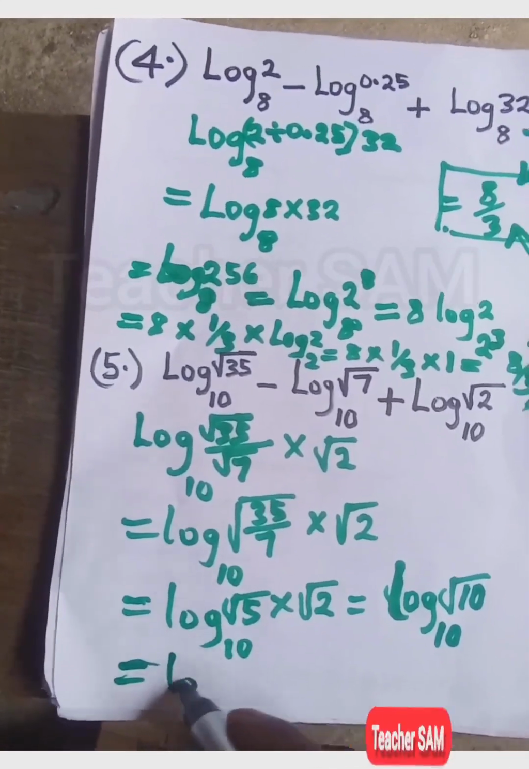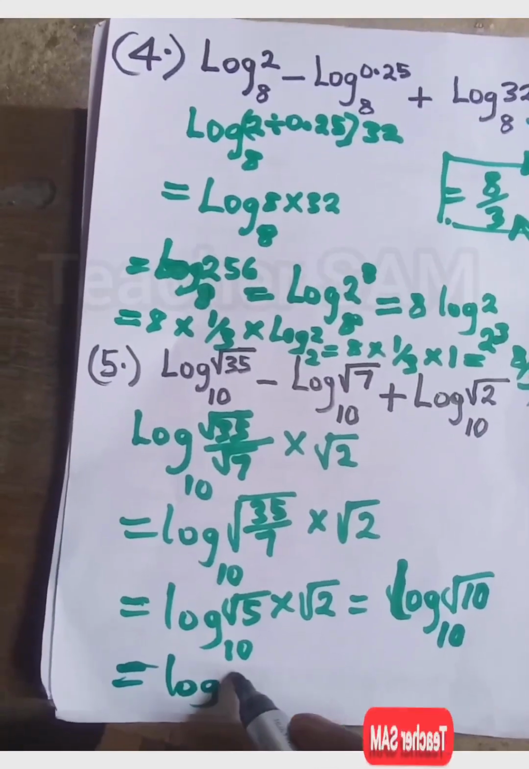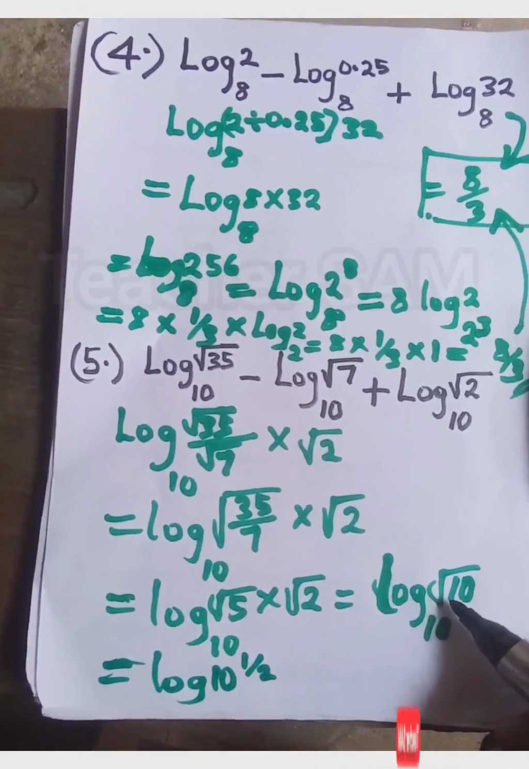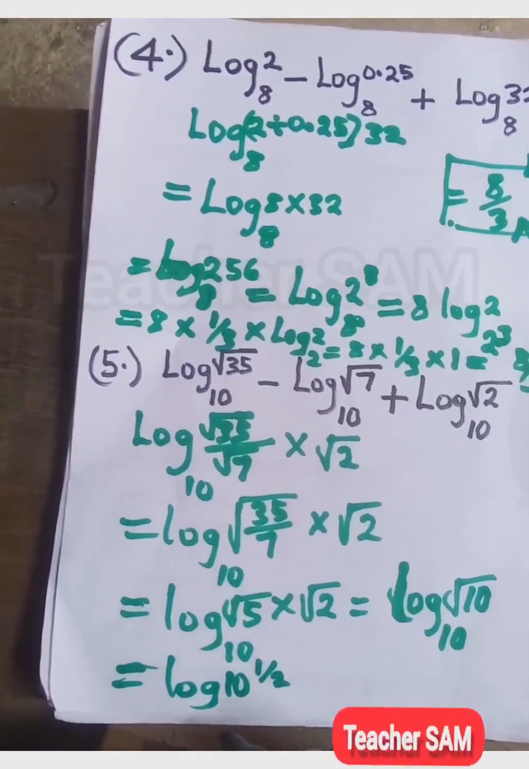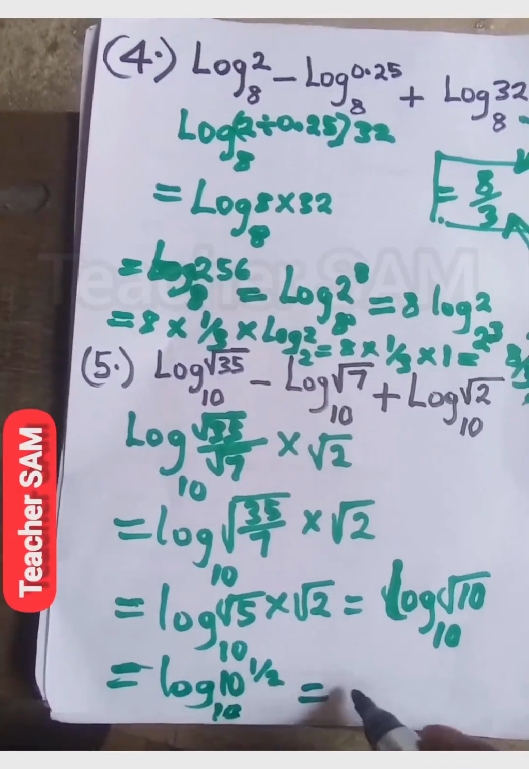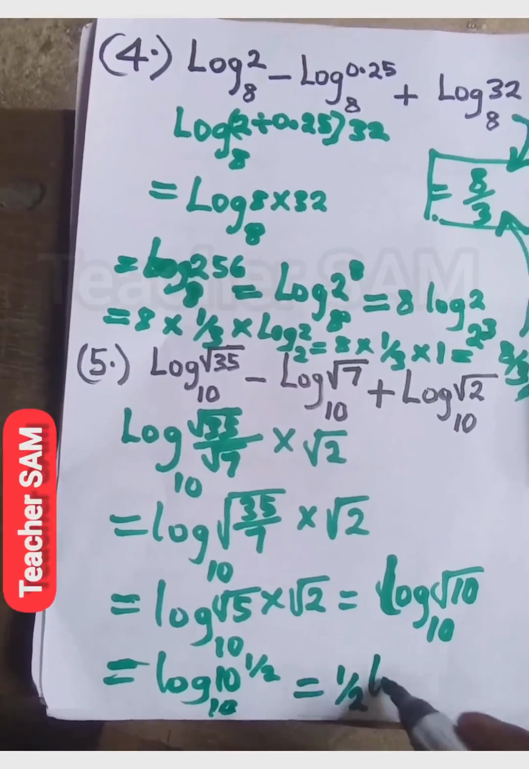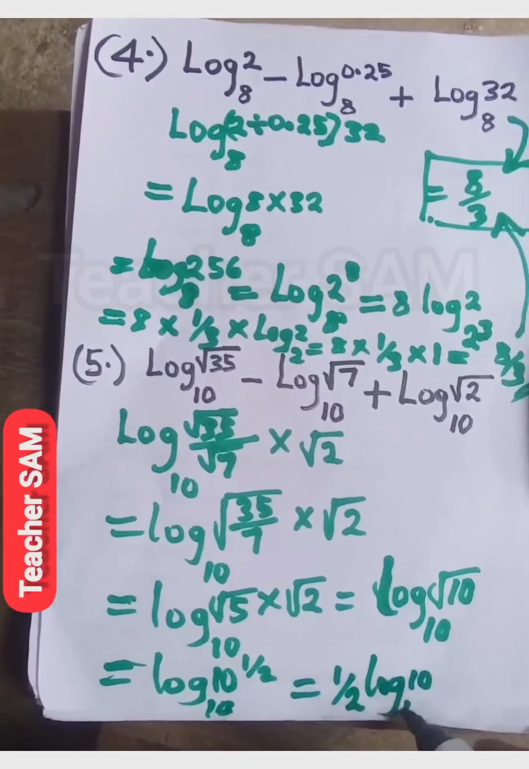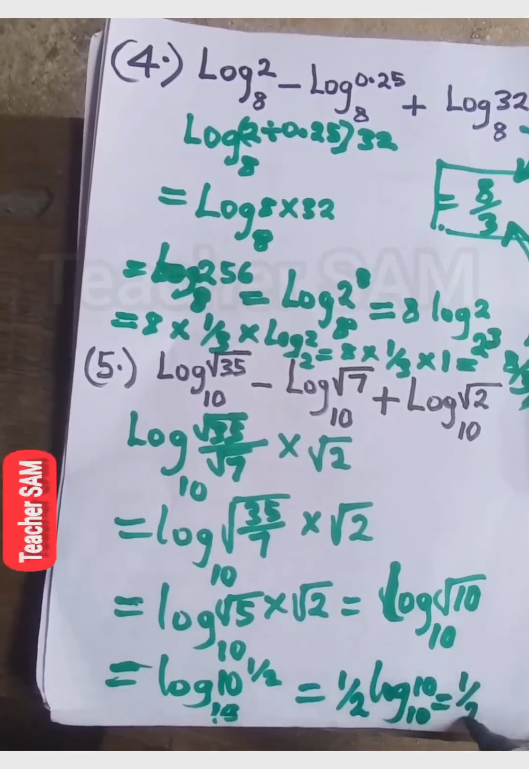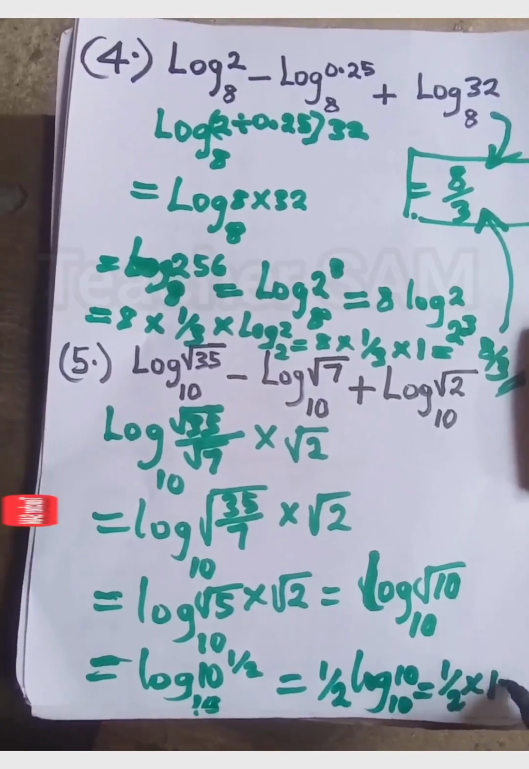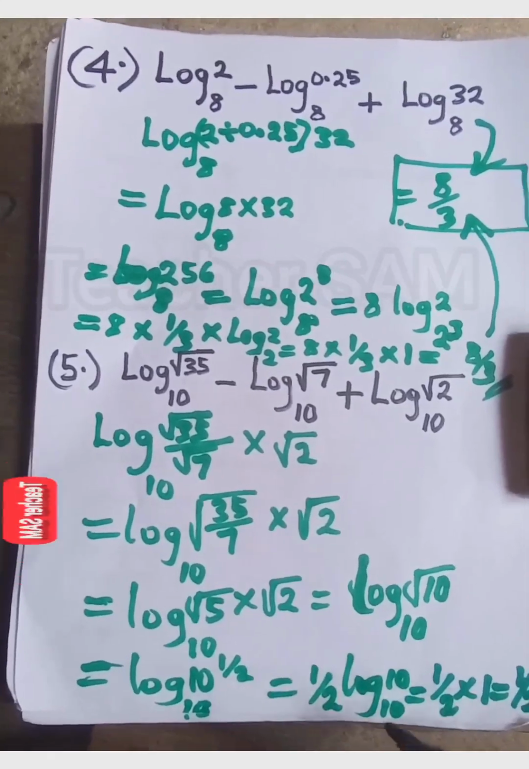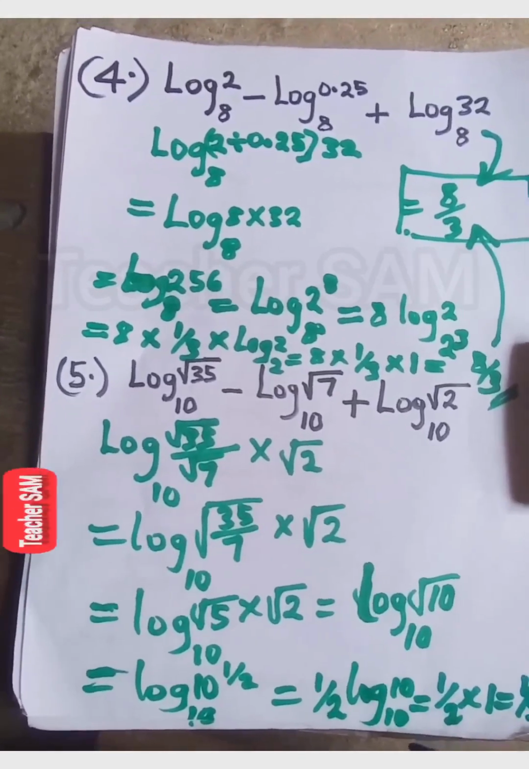This will now be log 10 raised to power 1 over 2 because of this root 10, this root. So that is why I'm having the 1 over 2 to base 10. And that will now be equal to 1 over 2. I'm taking it out. So 1 over 2 log 10 to base 10. And this will now be 1 over 2 times 1, which will be equal to 1 over 2. The reason is that whenever the log and the base are the same, it is 1.